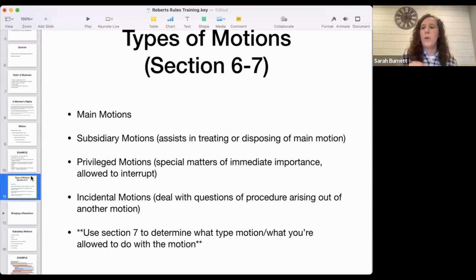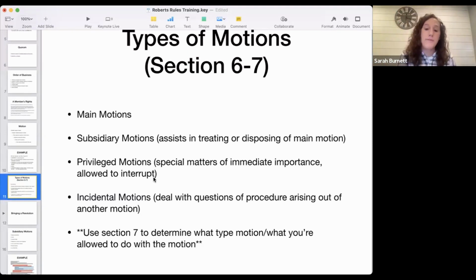The main motion is we want to do this. We want to spend this money. We want to tell this person this. We want to pass a resolution is a main motion. All of that is main motions. Next are these subsidiary motions. And I'm going to go through each of these motions in a minute, but subsidiary motions assist in treating or disposing of the main motion. So that's like amend, things like that.